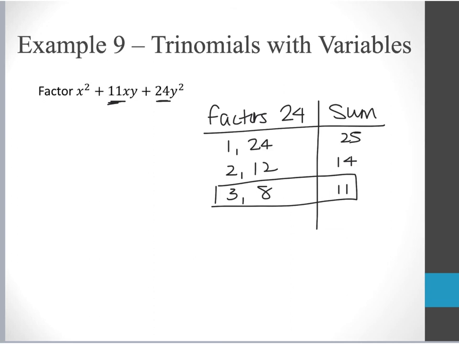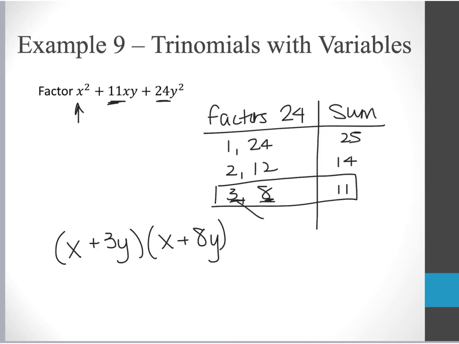Now, for actually writing out the factors, it's going to be very similar to what we were doing before. So I know that my first term is going to be an x because I have this x squared. But I know my middle term has to have both x and y. So when I write this first factor, I have to have both x and y. So here I have x plus 3y. And then in my second factor, I'm going to have x plus 8y. Now I know that the 3 and the 8 here have to have the y with them because this last term, the y squared term, has a coefficient with it.